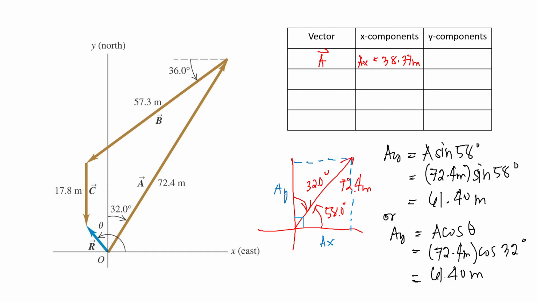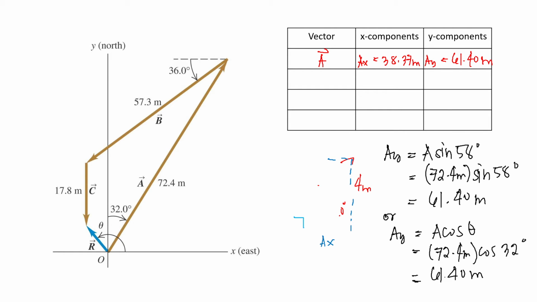So let me write this one in our table. Our AY is equal to 61.40 meters. Now, these are your AX and AY components. So we have already our X and Y components for your vector A. Now, let us proceed to our vector B.